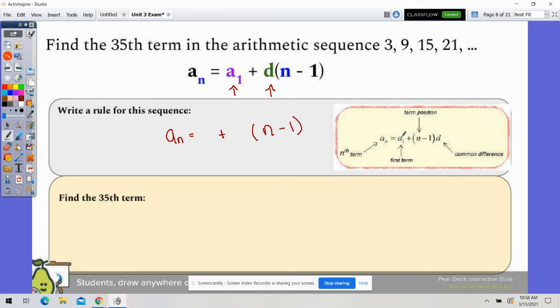So A1, again, if we look here, is our first term. Our first term of our sequence here is 3. So that is A1. So I'm going to substitute that right here.